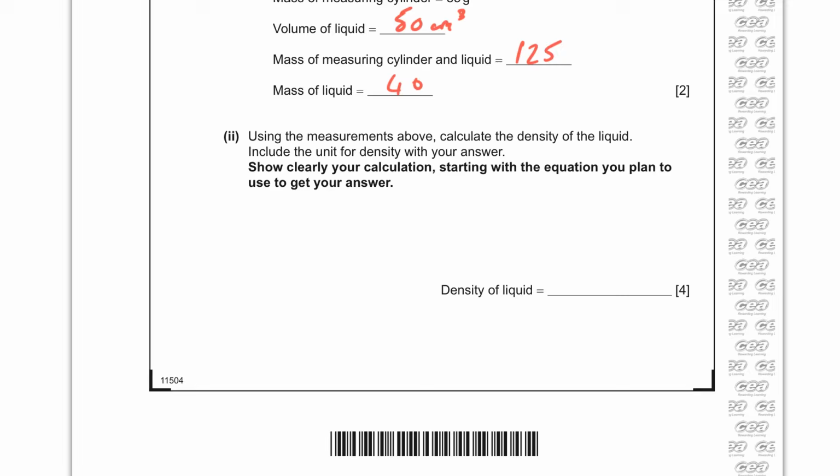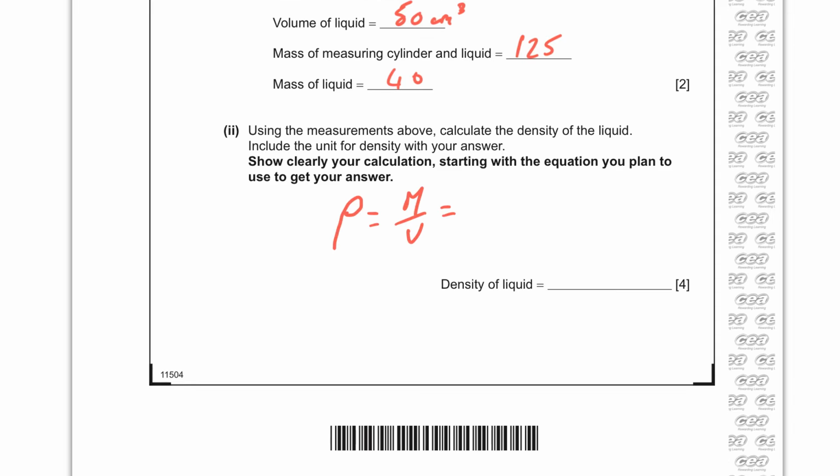Using your measurements above, calculate the density of the liquid. Include the unit for the density of the liquid in your answer. So density is mass over volume, and that equals the mass of the liquid divided by the volume of the liquid, which is the 40 over the 50. I'm just realizing I didn't put units on those. Okay, and that's going to be 0.8, and we divided grams by centimetre cubed, so that's going to be grams per centimetre cubed.